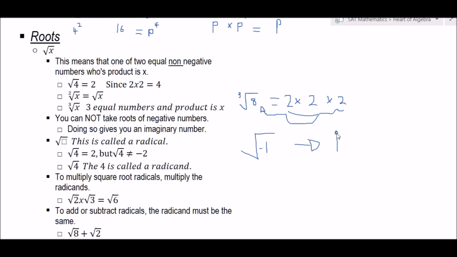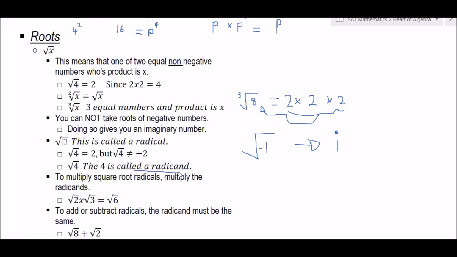So in the future we'll talk about this, but just know that if you take the square root of a negative number, you get an imaginary number. So this is called a radical. So the square root of 4 is equal to 2, but the square root of 4 is not equal to negative 2. So the square root of 4, the 4 is called a radicand.